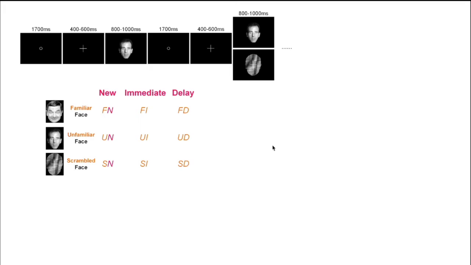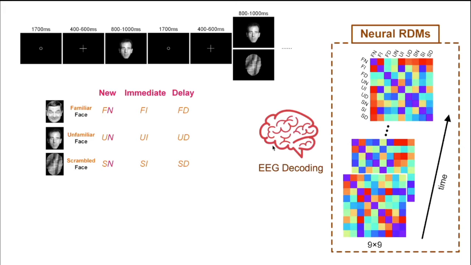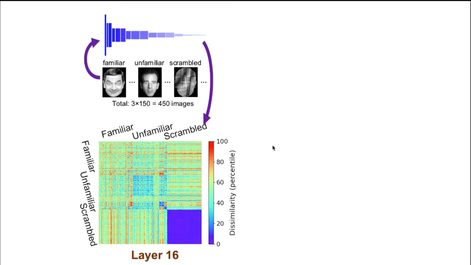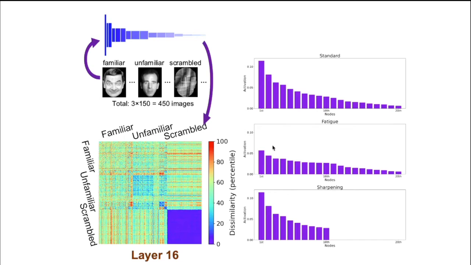For the brain representation, we use an EEG classification-based decoding method to construct time-by-time RDMs. The shape of each RDM is 9 by 9. For the DCNN representations, we input all images to the DCNN, and we can get DCNN RDMs for each layer, and we constructed 2 repetition suppression models, a fatigue model and a sharpening model, to modify the activation of the DCNN.